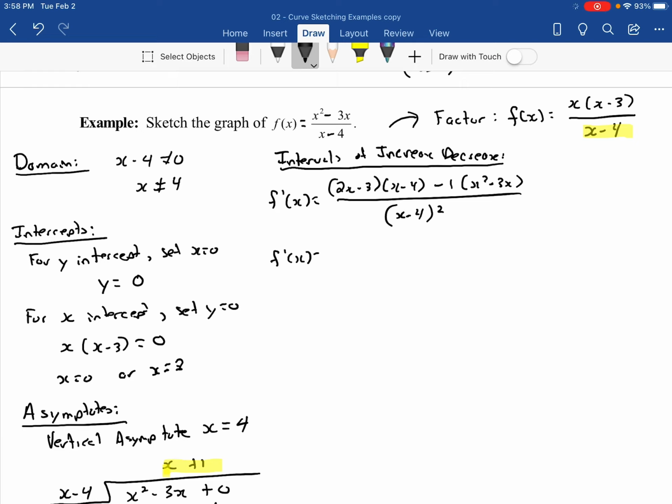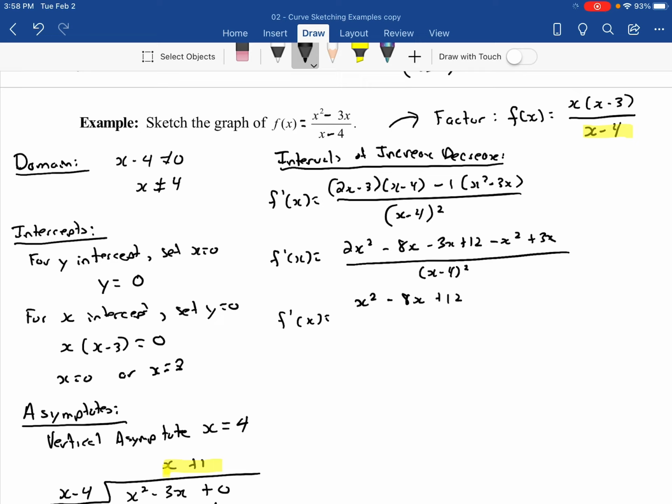F prime at x, multiply out these brackets carefully: 2x squared minus 8x minus 3x plus 12 minus x squared plus 3x. So I get f prime at x equals, let's see, 2x squared, I got an x squared minus 11x plus 3x is minus 8x, and then a plus 12. Now, is there any reason these things should come out and nicely factor down after all this? No, but we use lots of examples that do, just so we can use our factoring skills.